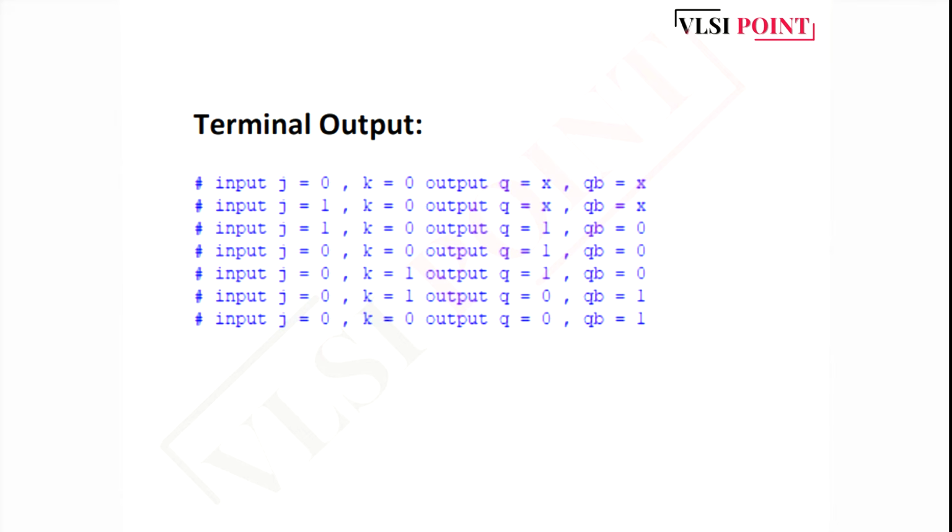Then it is the terminal output. So you can check from here whether we are getting the correct output or not. And don't be confused with these terminal outputs. I am giving them just for understanding purposes. Now it is your task to write the code and test bench on your own, and then test whether you are getting the correct output or not.